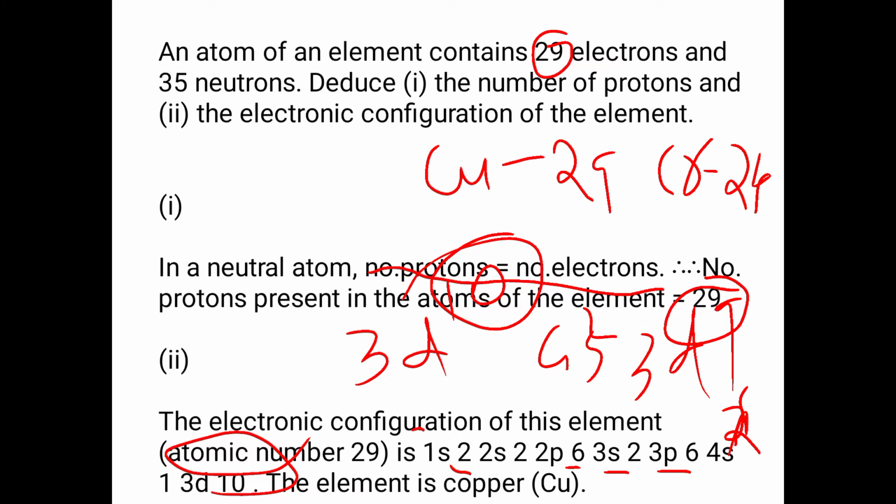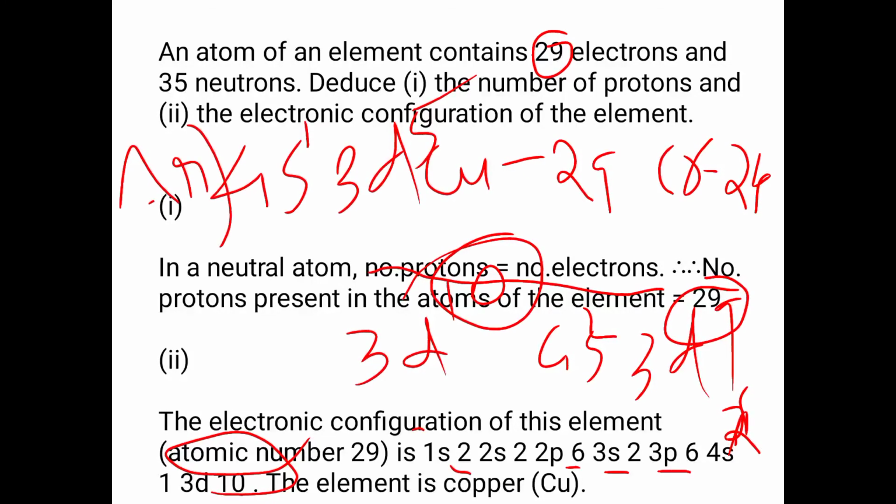Similarly, chromium also shows this property. Its last shell configuration is 4s1, 3d5. Argon 4s1, 3d5. So this 5 indicates the partially filled d orbitals. If an atom has completely filled or half-filled orbitals, we can say that the atom is highly stable. So this electronic configuration should be taken care of in the case of copper and chromium.